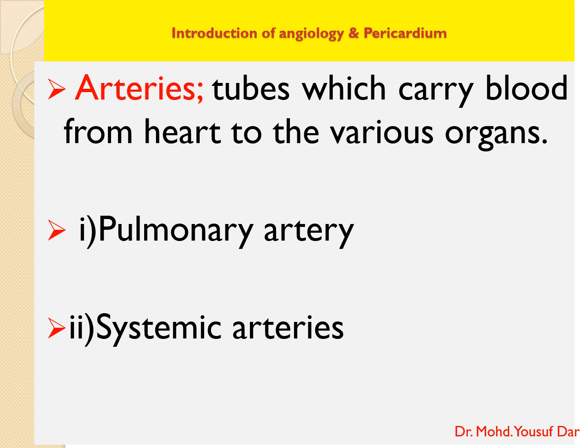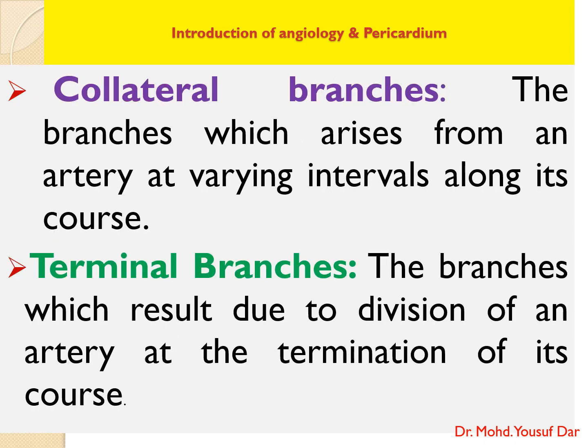Now the systemic arteries arise from the aorta and carry the blood to the different parts of the body. Collateral branches are the branches which arise from an artery at varying intervals along its course. While terminal branches are the branches which result from the division of an artery at the point of termination during its course.